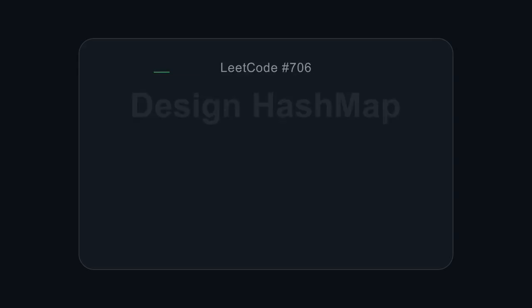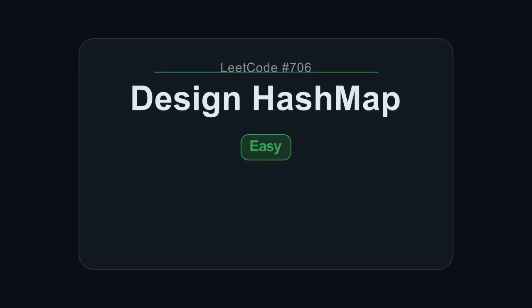Today's problem asks you to build a data structure that can store key-value pairs and let you retrieve, update, or delete them quickly. Imagine you have a phone book where you can look up a name and get a number, change the number, or remove the entry entirely. How would you design that from scratch? Take a moment. What would you do?